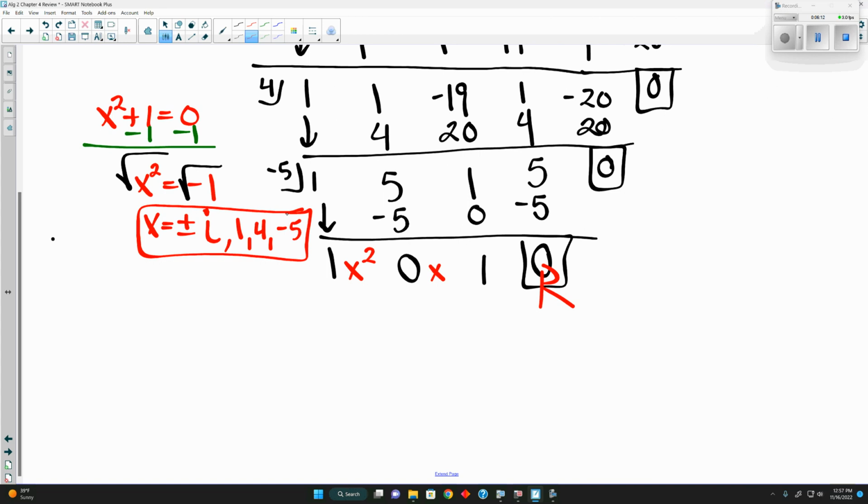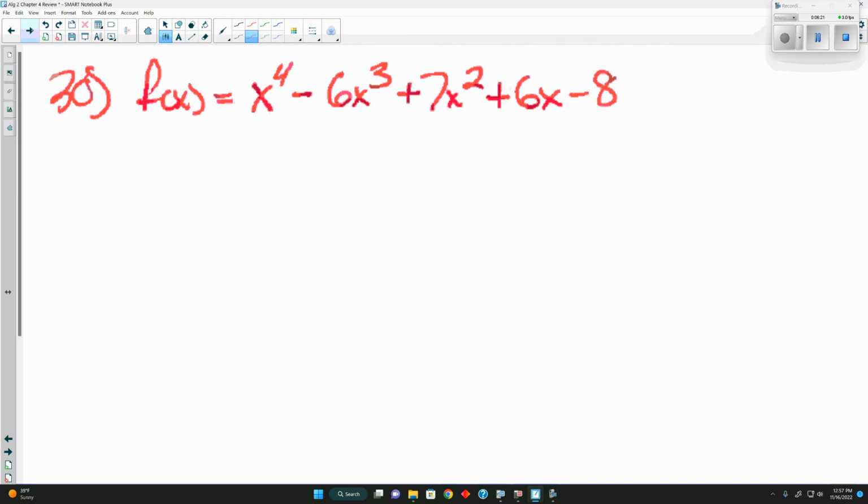Questions on this here? Are you ready for the next one? So if we look at the next one, we have x to the 4th minus 6x cubed plus 7x squared plus 6x minus 8. So let's go on and graph it.